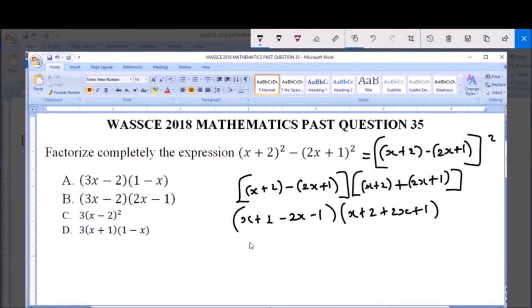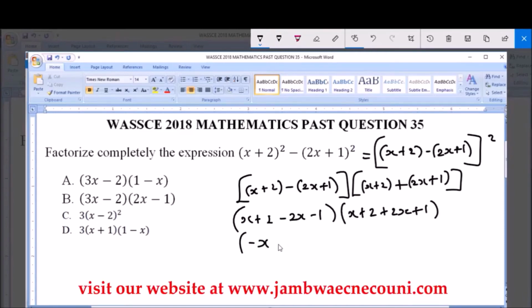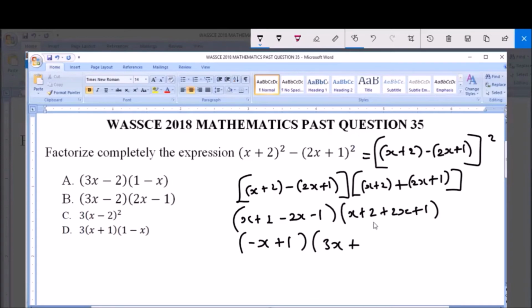Now here we have, from here, x minus 2x to give us minus x, and 2 minus 1 to give us plus 1, into x plus 2x to give us 3x, plus 2 plus 1 to give us what?